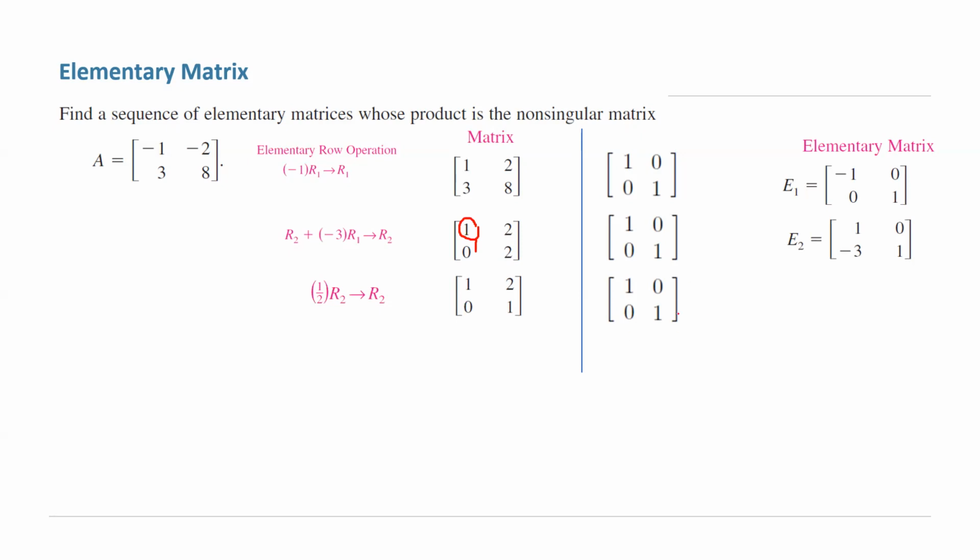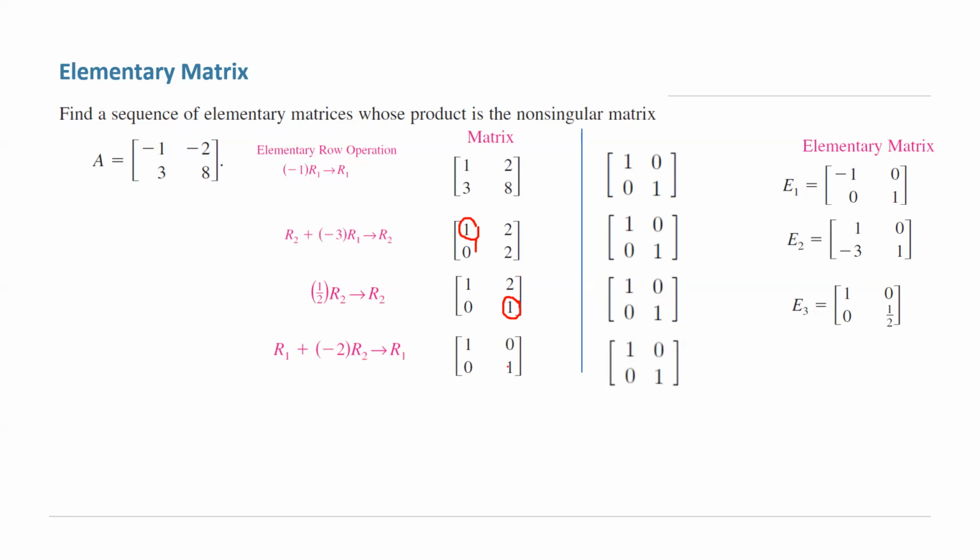Again, I'm emphasizing that you have to write down the identity matrix and apply the exact same elementary row operation to it. You get the third elementary matrix, which is 1, 0, 0, and a half. Now, remember that here you have a 1, and you're going to make the element above 1 equal to 0. Multiply the second row by -2 and add it to the first row. It happens to be the identity matrix.